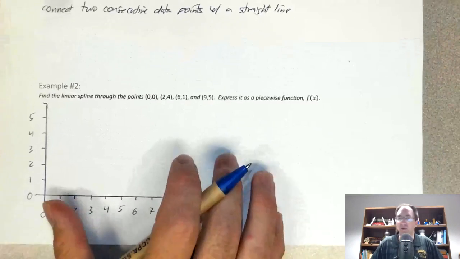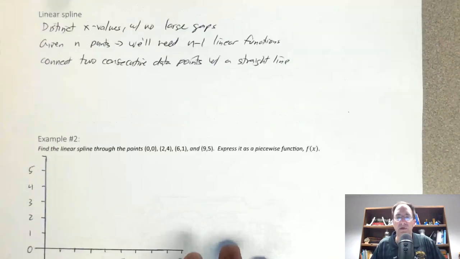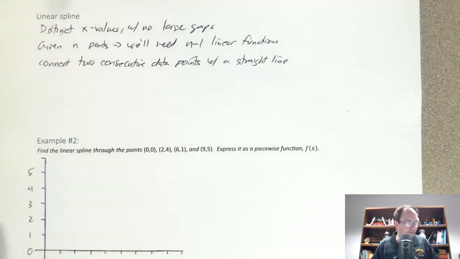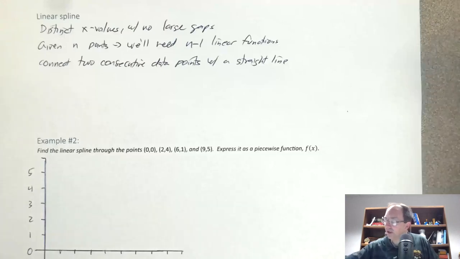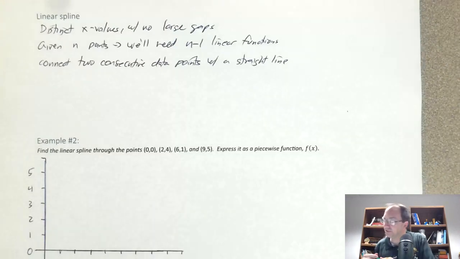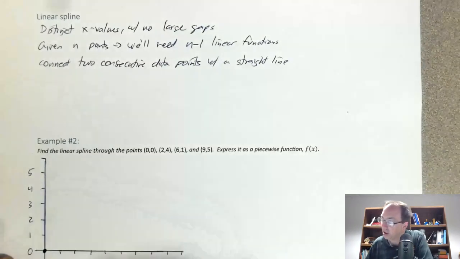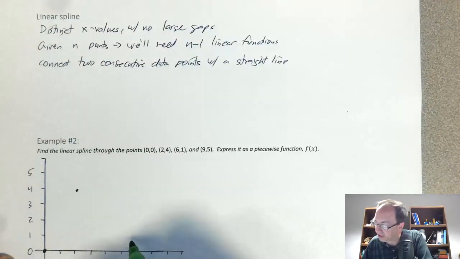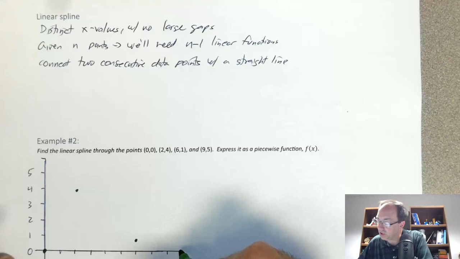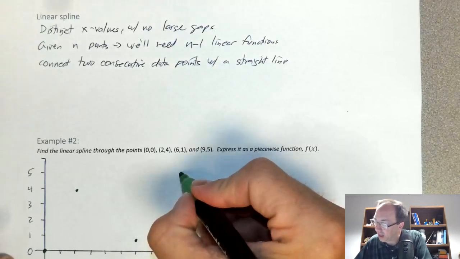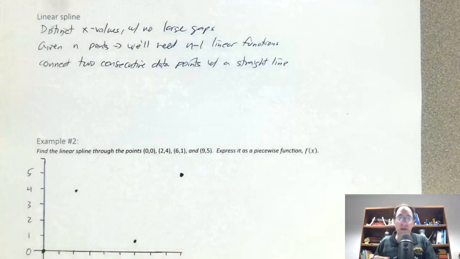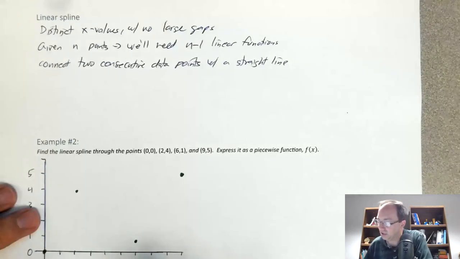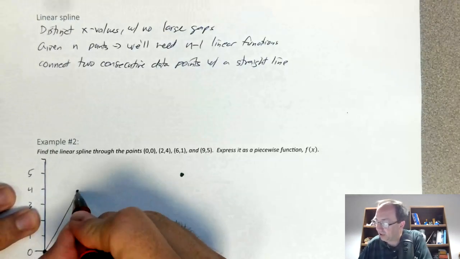So for this example, we're going to keep it simple and just use 4 data points. And so notice what we have is a data point here at (0, 0), one at (2, 4), one at (6, 1), and one at (9, 5). And so visually we can draw a linear spline. We can just say, all right, we've got a straight line from here to here.